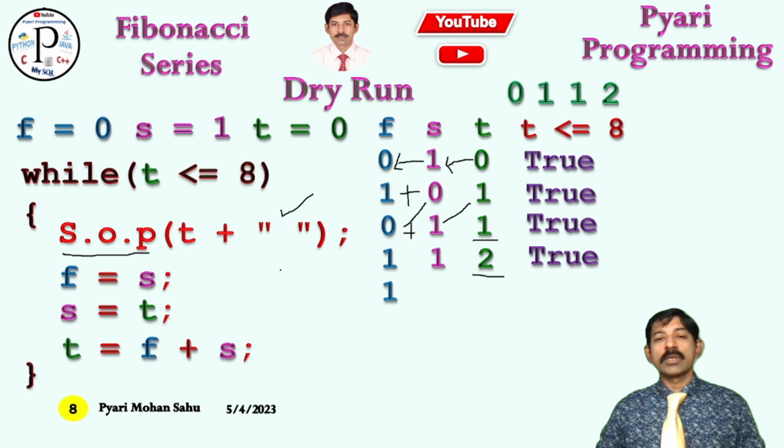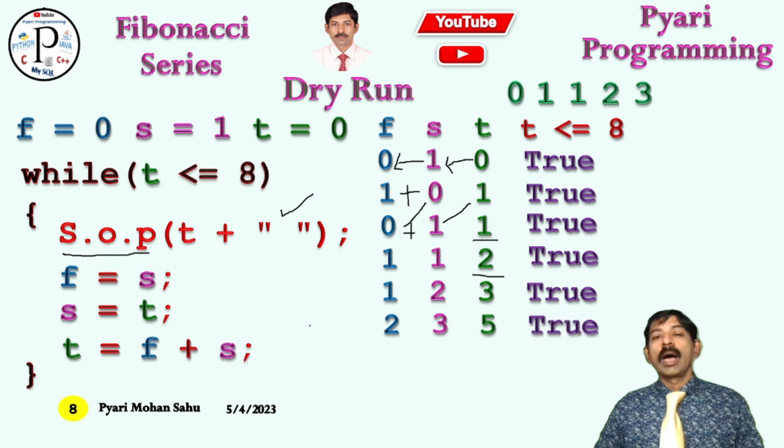After displaying, first is equal to second. Second is equal to third. Third is equal to first plus second. After addition, condition, it is true. After condition, display. What is T value? 3. So that's why it will display 3. Next, first is equal to second. Second is equal to third. Third is equal to first plus second. 5. After the sum, I am checking again. It is true. 5 is less than or equal to 8. After that, I will display. What is T value? 5.